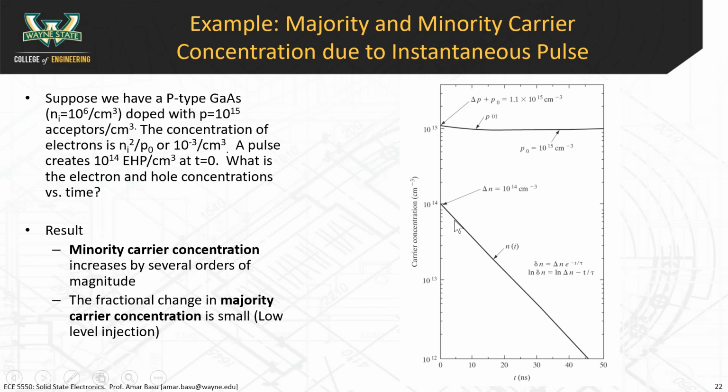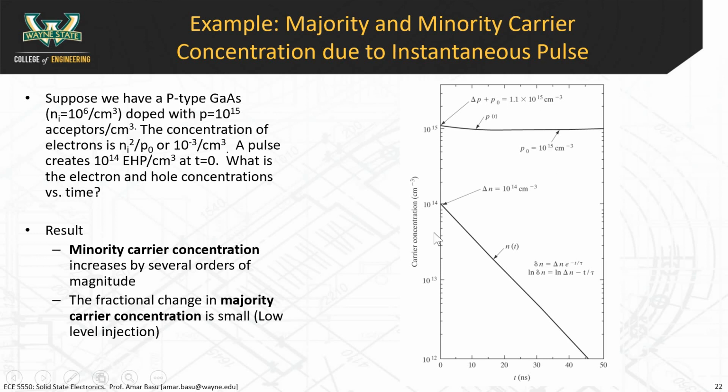Okay, so here, if you looked at the hole concentration on a log scale, it just changed. The fractional change was perhaps 10% or so. It was a 10% change. Before the light, it was 10 to the 15th. After the light, it was 1.1 times 10 to the 15th. So it's just a 10% increase in the majority carrier concentration. The hole is the majority carrier.